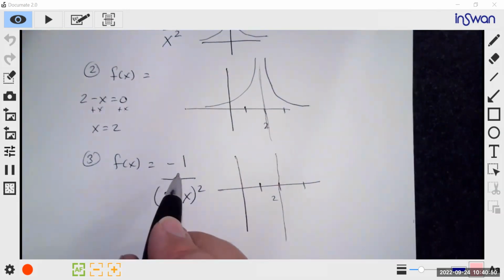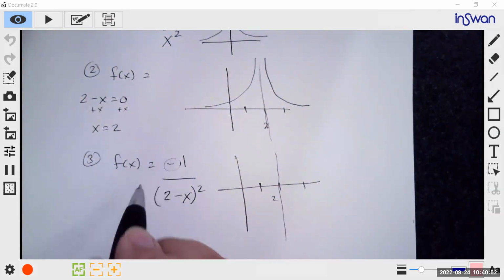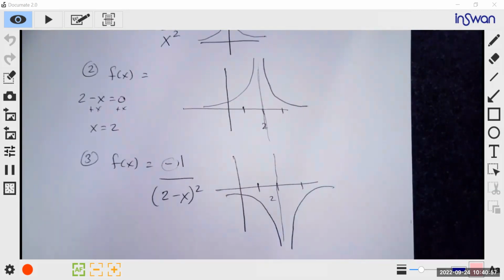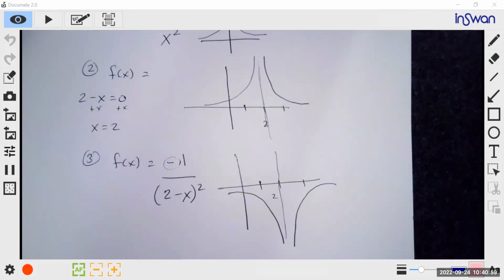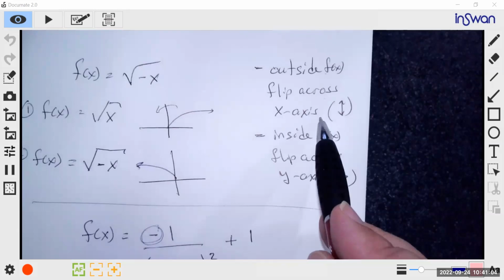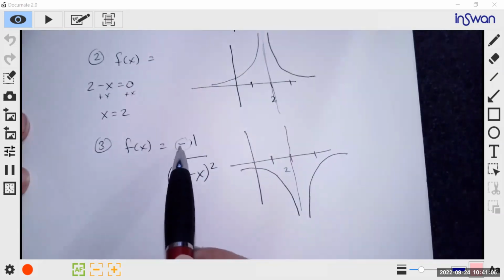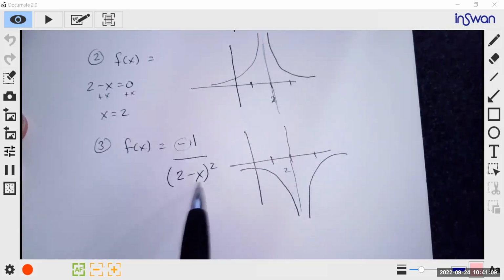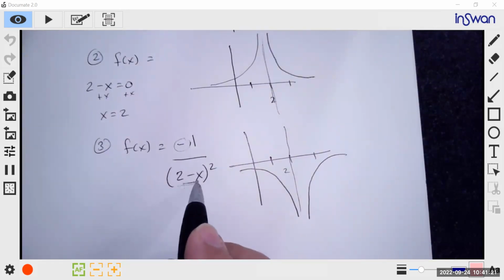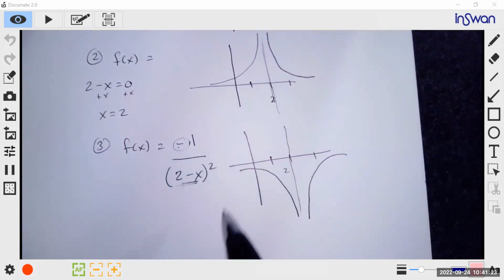Since it's negative in front, remember, if it's on top, it could be out in front. It tells me I have to flip my graph across the x-axis. If the negative is outside, flip across the x-axis. Remember here, inside here is my horizontal shift. This negative tells me to flip across the x-axis.